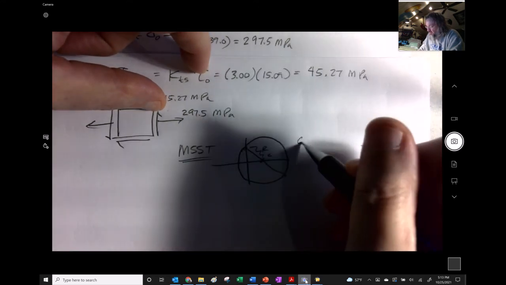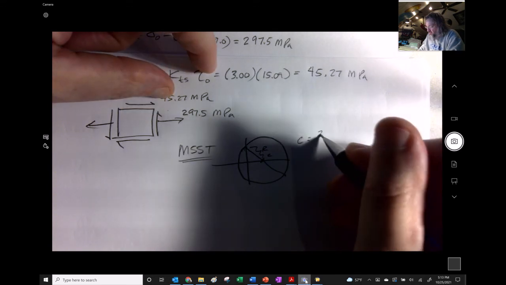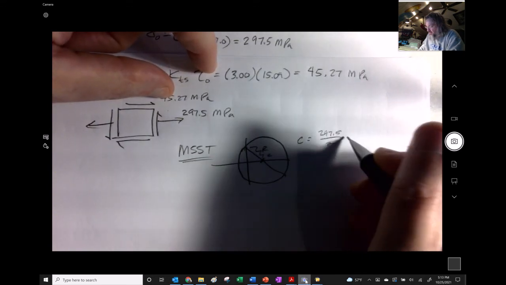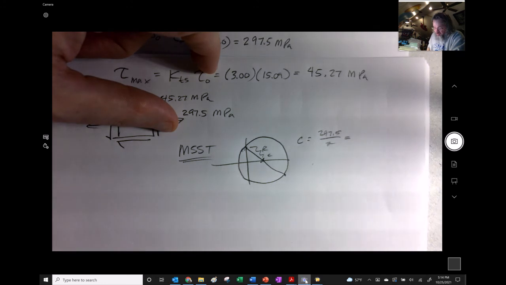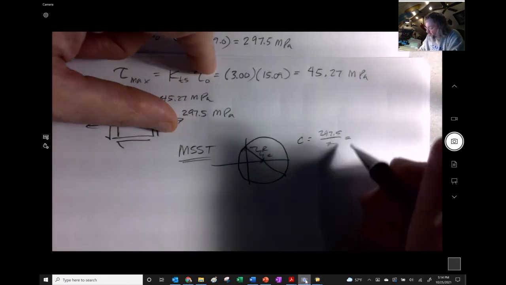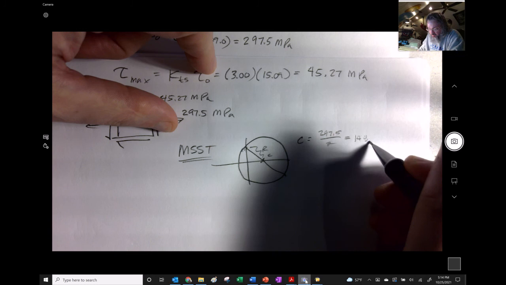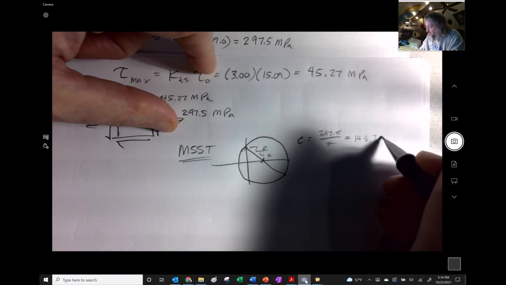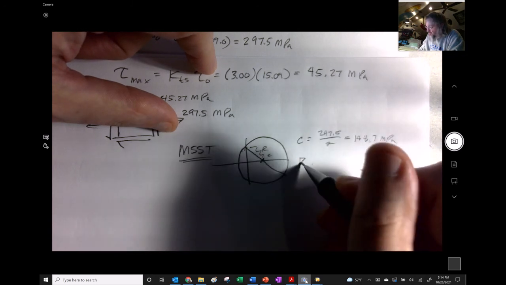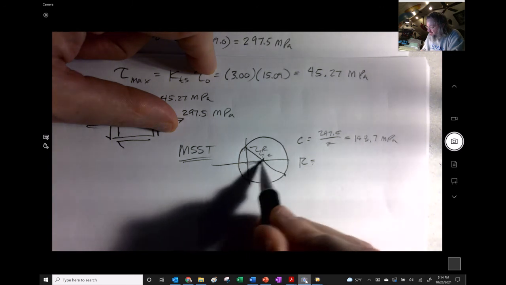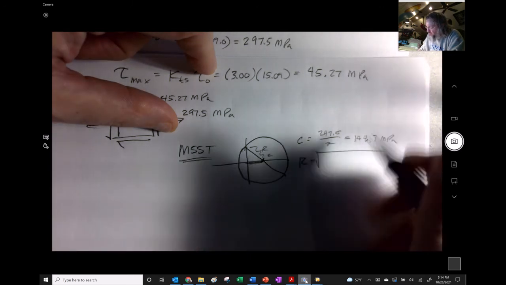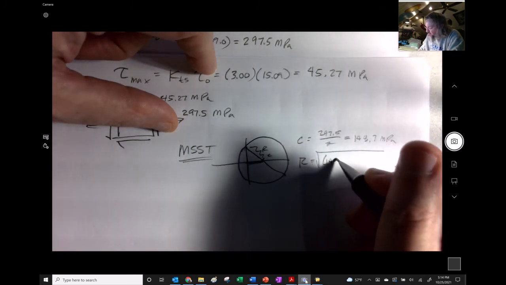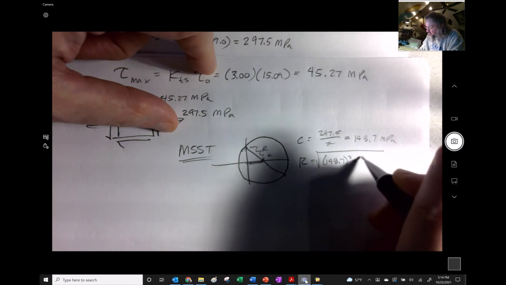And our C would be 297.5 divided by 2. Or let's see, 297, yeah. So divided by 2, we get 148.7. And then the radius, that's just that distance, so that's one of the legs, and the other leg is going to be the shear stress.